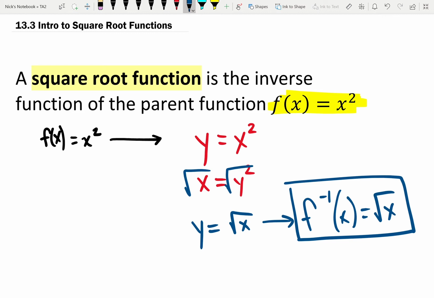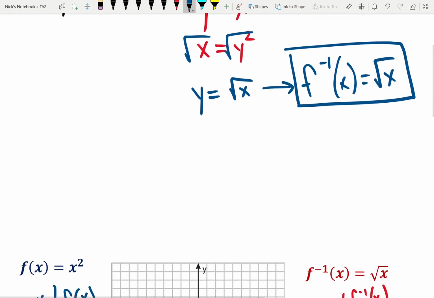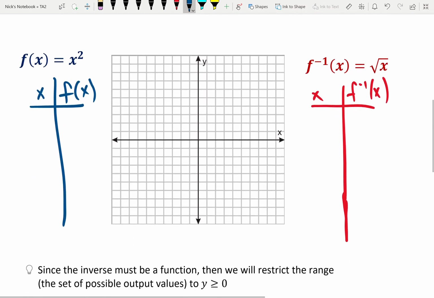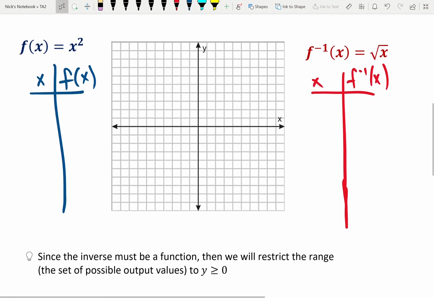And so let's take a look now at what this looks like graphically. As always, I'm going to start with the parent function, x squared. So we're looking at the left-hand side. I'm just going to plug in some values: -3, -2, -1, 0, 1, 2, and 3, just to get a good set of values so you can see what that looks like. We're really just squaring all of our input values, so it should be pretty quick and straightforward.